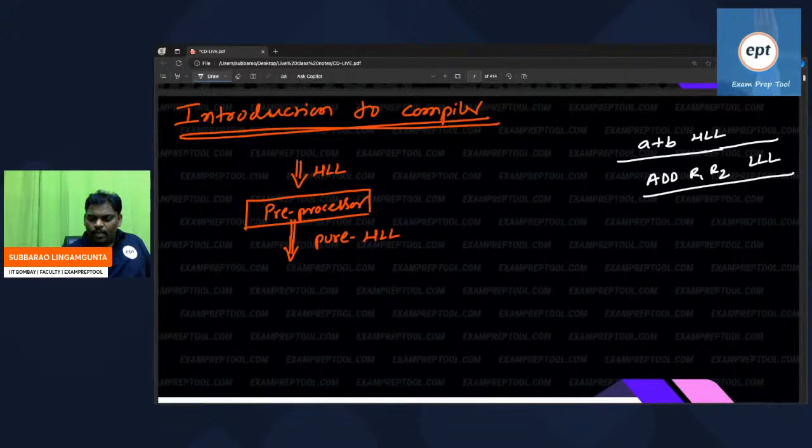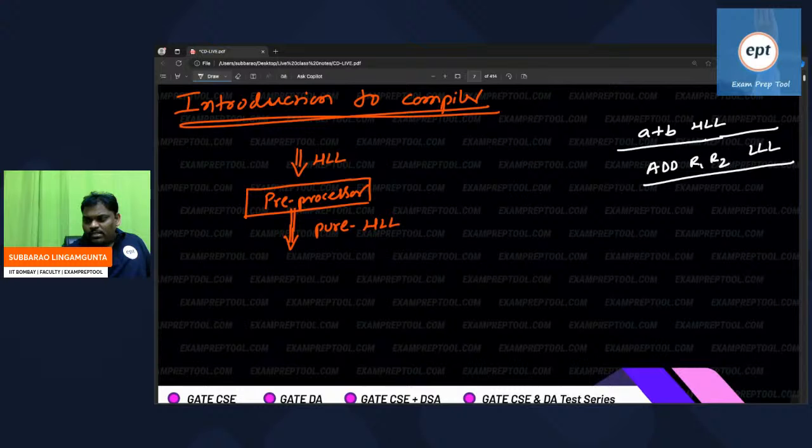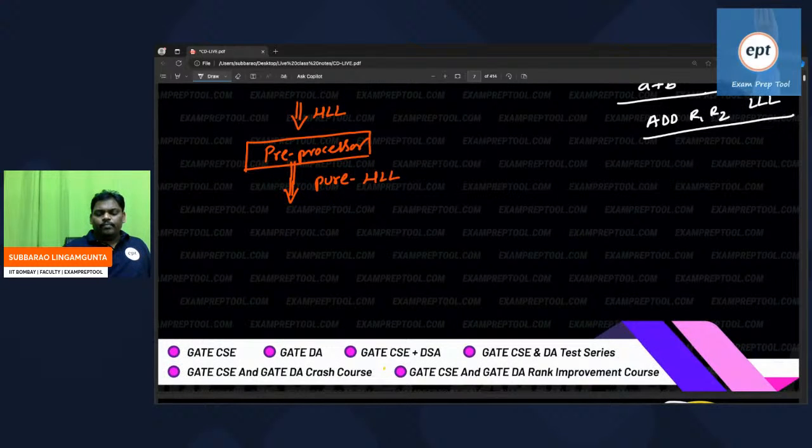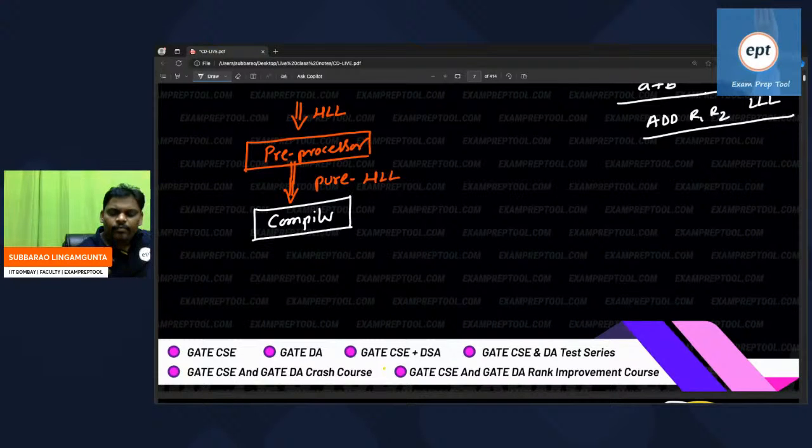So, introduction to compiler. First, the high level language is the input to the preprocessor. Output is going to be pure high level language. Now listen everyone, this pure high level language is the input to the compiler. Compiler input is going to be pure high level language.